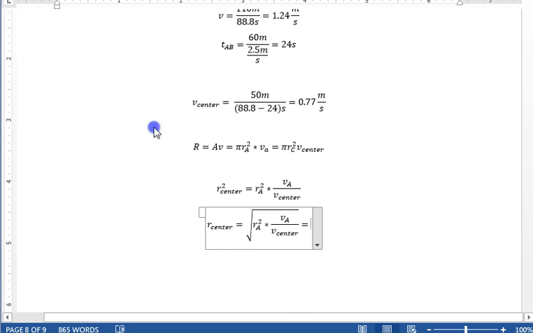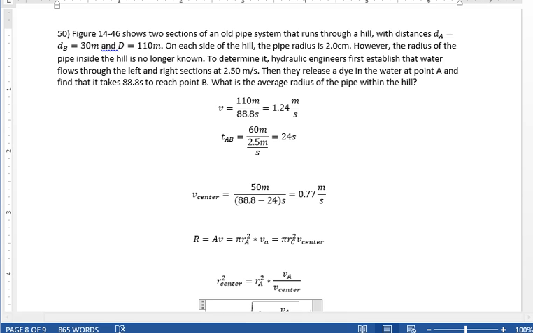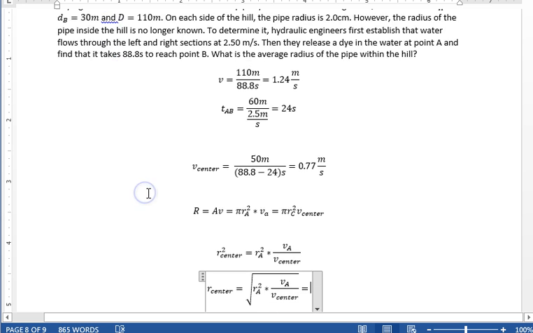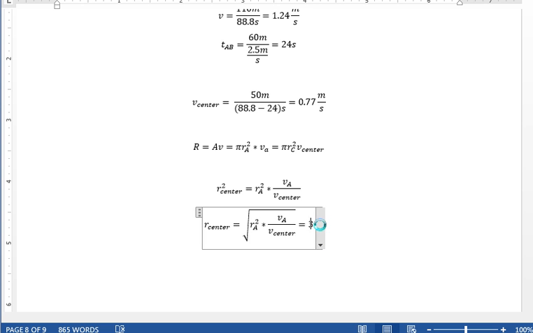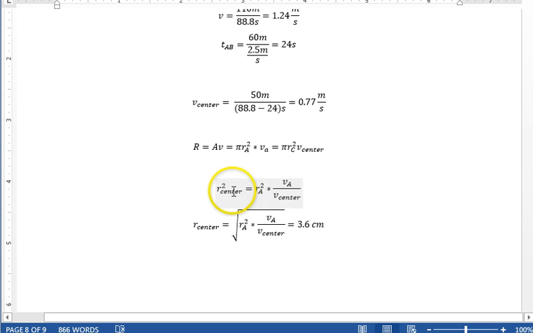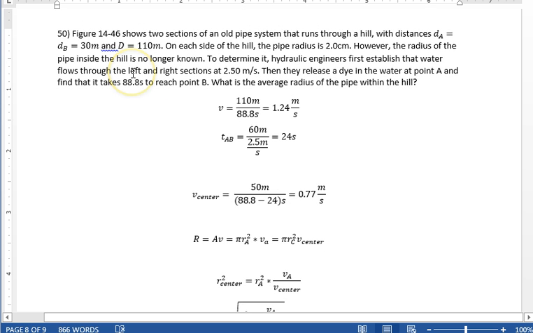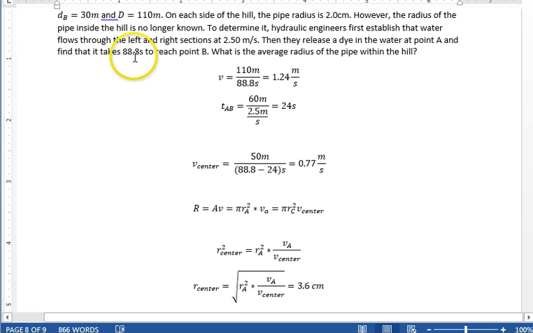RA is 2.0 centimeters, right? Equals square root of 2.0 squared times 2.5 meters per second divided by 0.77 meters per second. And I get 3.6 centimeters. So 3.6 centimeters is the average radius of the pipe in the middle that's underneath the hill. And that's it for problem 50.